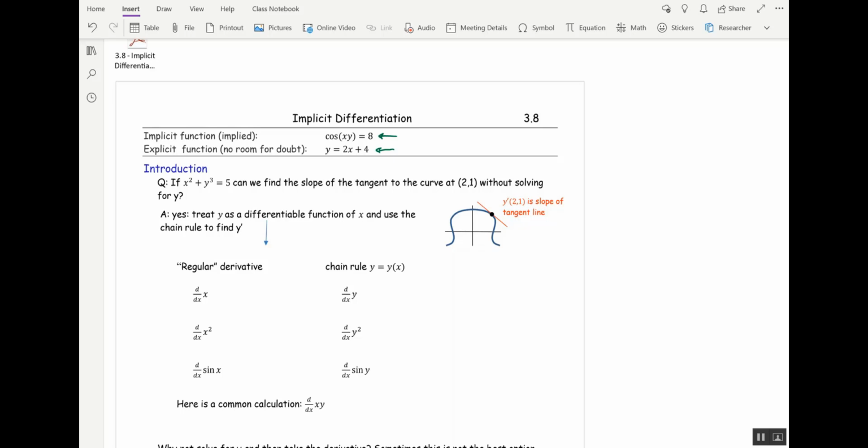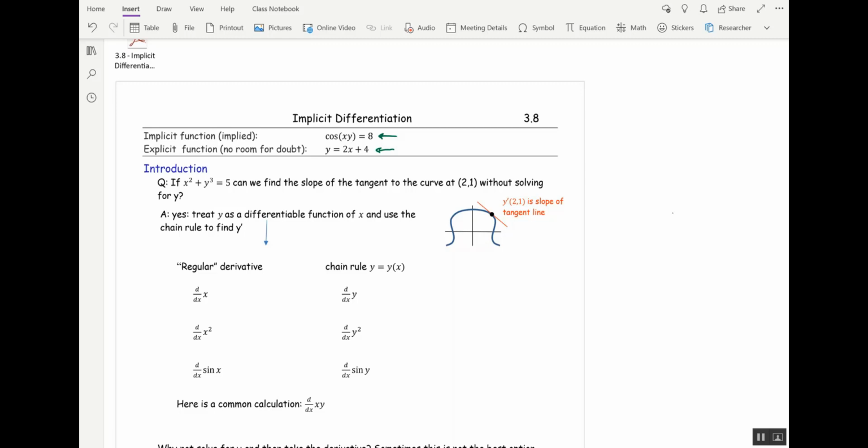This is an implicit function. It's not solved for y. It implicitly defines y as a function of x. Sometimes it's not possible to solve for y, and sometimes it's hard to solve for y. So the question is, can you find y prime without solving for y? And the answer is, of course, yes. That's what implicit differentiation is.